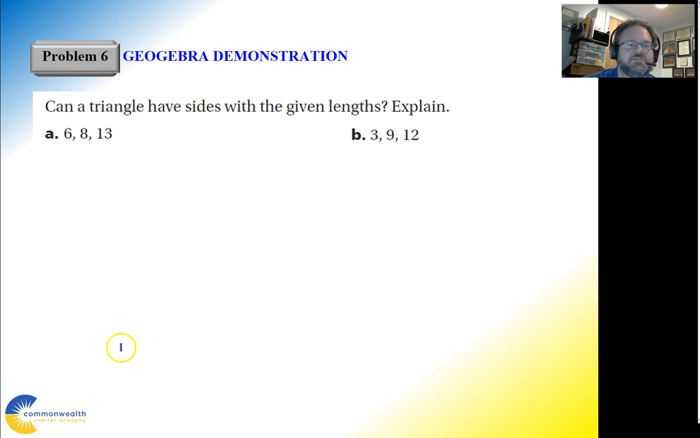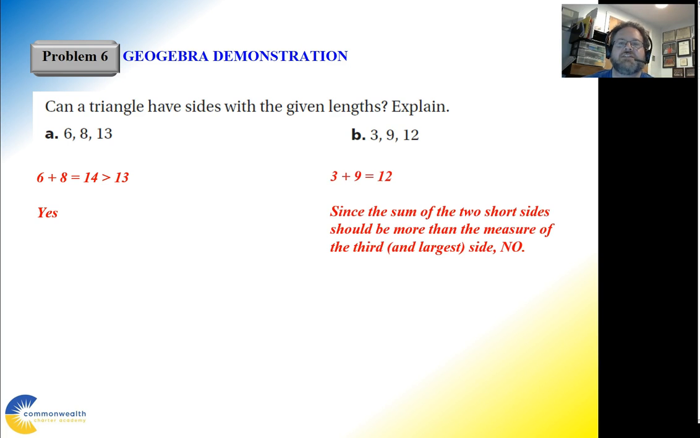That rule goes along with the fact that I look at the longest side, and I compare it to the sum of the other two sides. So, for instance, when I look at 6 plus 8, those are the two smaller sides, and it adds up to 14. As long as that's greater than the third side, then yes, this will work. Whereas in the other circumstance, the larger side is 12, and 3 and 9 are the shortest sides. So when I add 3 and 9 and get 12, it should be greater than 12. Because of that, it was not a triangle, as we saw in the previous picture.